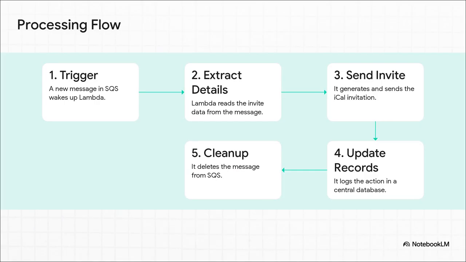So what's its job look like? Well, it's this perfect five-step loop. First, the new message in the queue wakes Lambda up. Lambda then grabs all the details, generates the iCal file, and sends the invite. But these last two steps are absolutely crucial for making sure the system is reliable. It logs everything it just did into a central database, and then, this is key, it deletes the original request so that that same invite can never be sent twice.